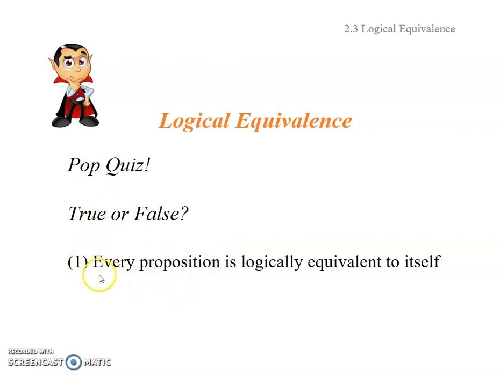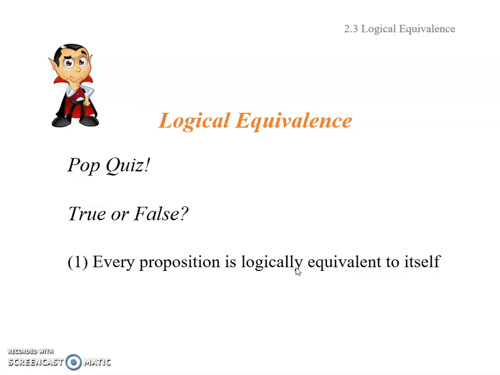True or false? Every proposition is logically equivalent to itself. Okay, I pick a proposition out of a hat. Is that proposition logically equivalent to itself? Guaranteed. Yes or no? Okay, that's true, right? It's going to be logically equivalent to itself because you're going to think about the corresponding biconditional, which is, if I picked out the proposition alpha, then I'm going to think about alpha tribar alpha.